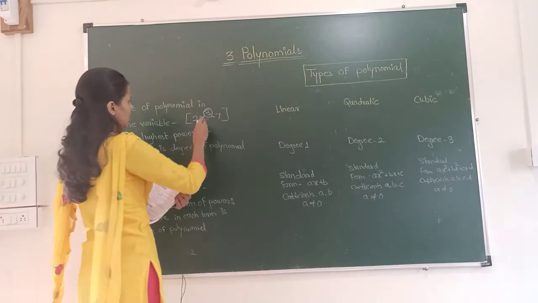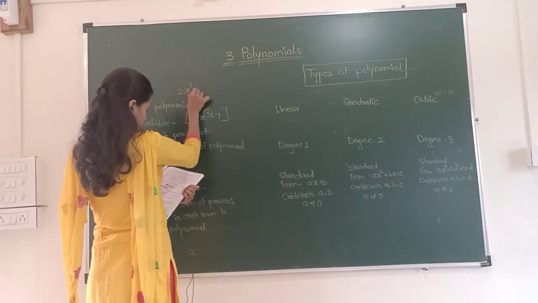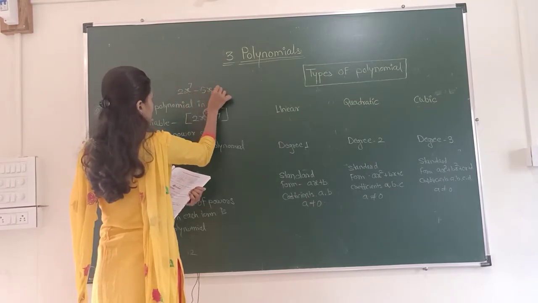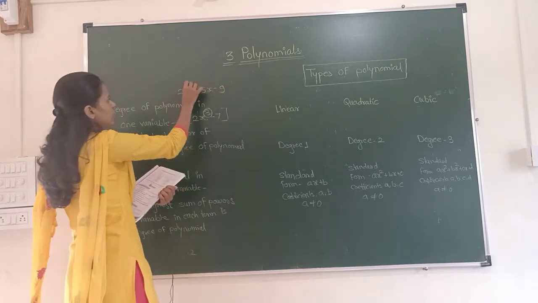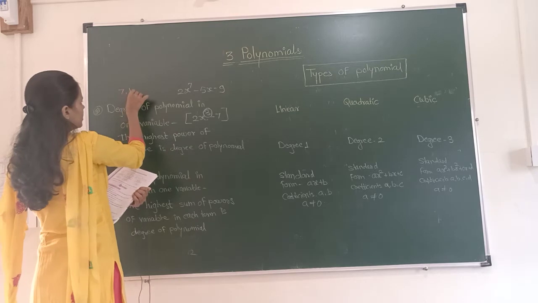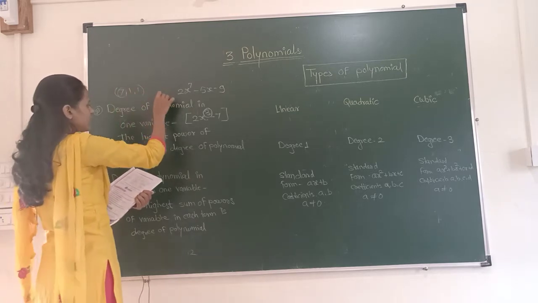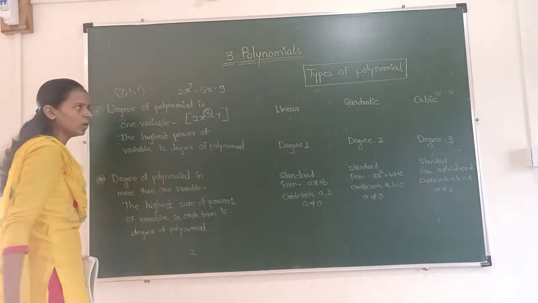Now I will give you one more example. 2x raised to 7 minus 5x is equal to 9. If you compare the powers, the powers are 7, here is 1 and 1. The highest power is 7. Therefore 7 is the degree of the polynomial.